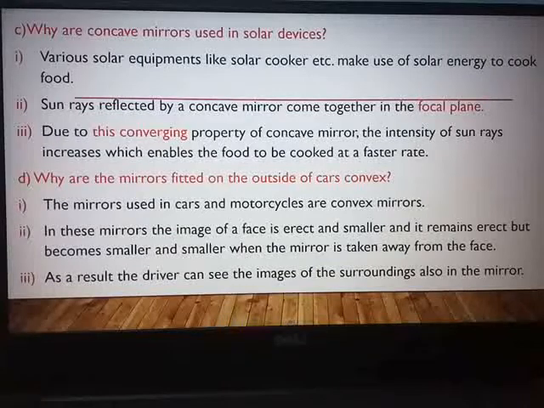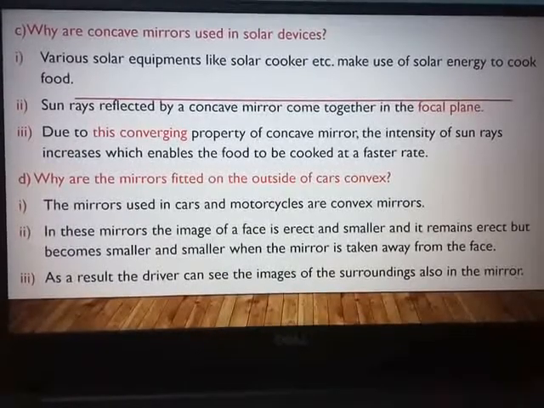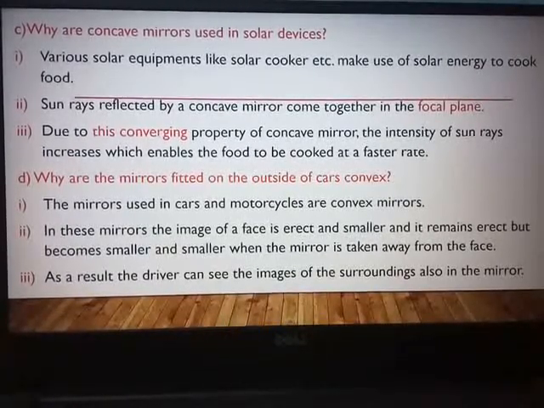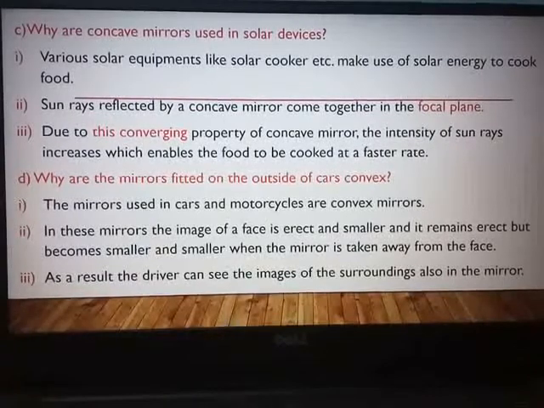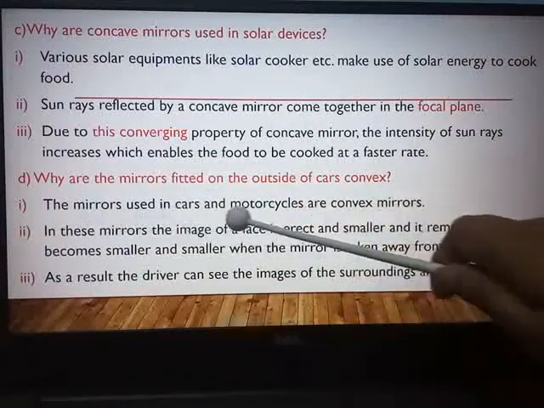Here you can mark this answer in the textbook. All of you are requested to move on to page number 124 of your textbook. I will mark the answer for you. Third paragraph on page number 124. Third paragraph, first line. You can see here. You can refer from here and mark.